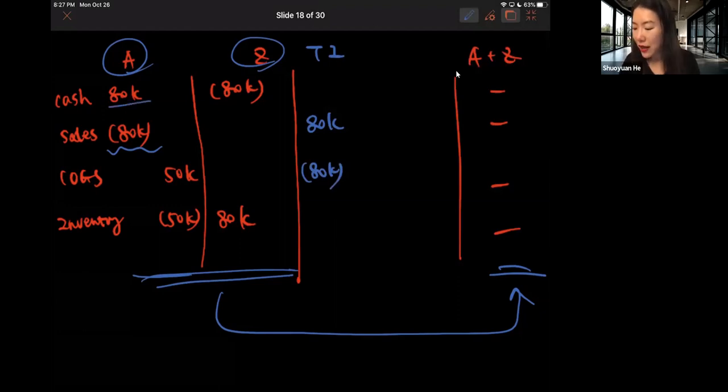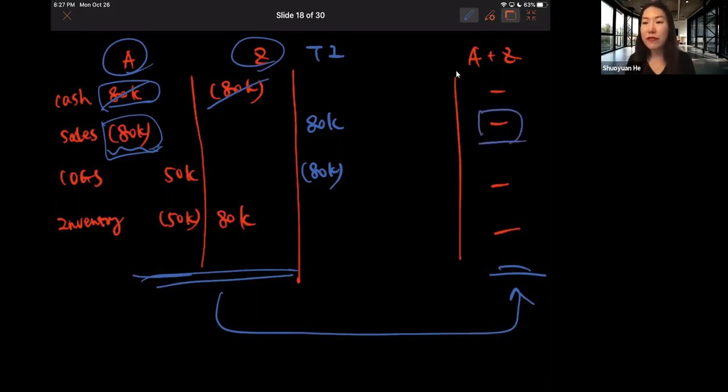So cash account, Arlington, when it made a sale, it gets 80,000 cash. When Zirkin is in this transaction, Zirkin paid out 80,000 cash. So cash cancels out. And there's nothing that needs to be done with regard to cash. For sales, when Arlington made a sale, it is recording 80,000 sales of inventory. But actually, if you look at two firms as one firm, no sale has been made. So to reverse this overstated sale, we already have the TI entry. So debit 80,000.